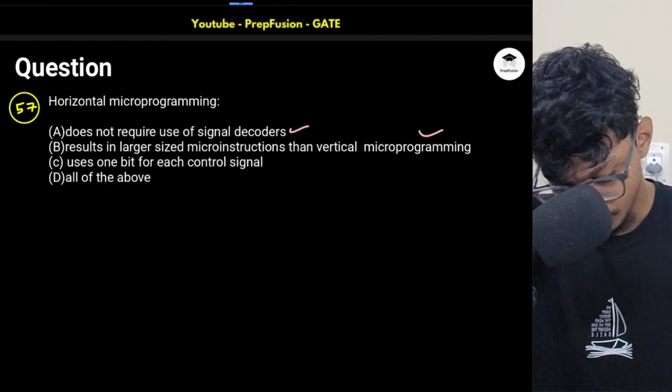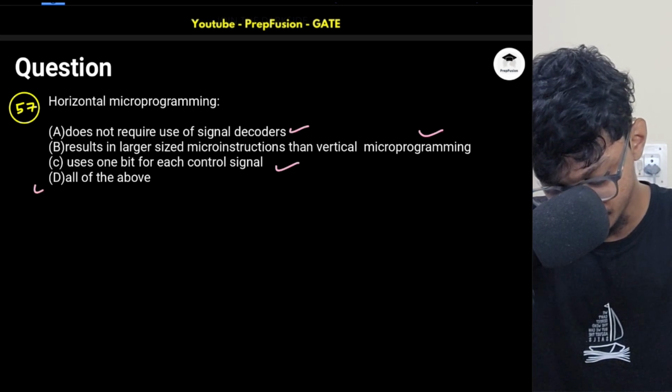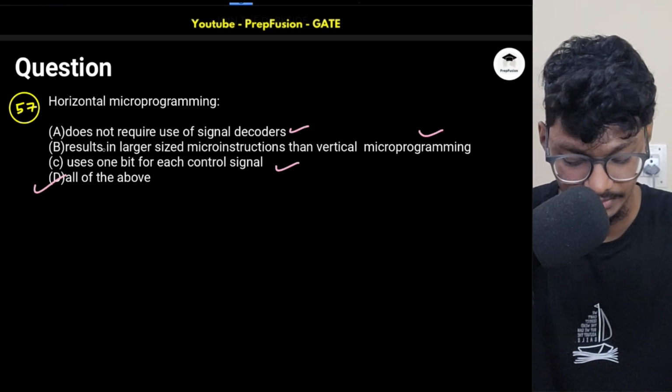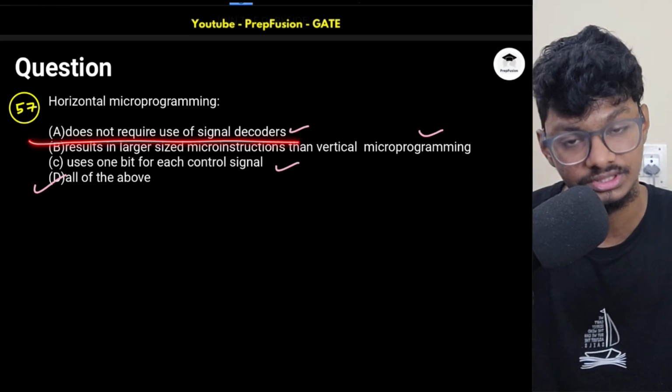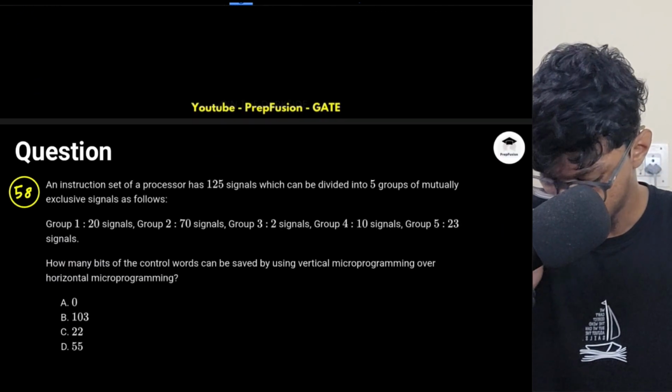So next is uses one bit for each control signal. Yes, that is what I told, right? Yes, it uses. So obviously all of them. So don't always in the examination hall be in a hurry that you read the first option, it is correct, and tick and you went ahead. Read all the options.